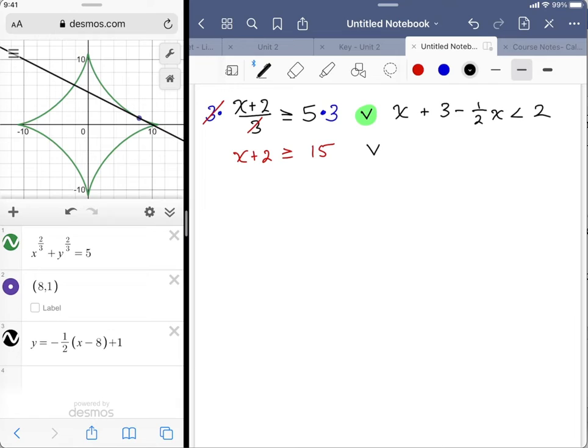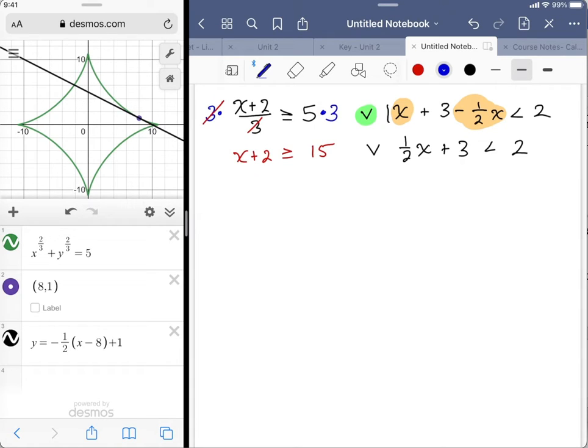Then for the second inequality, I have some like terms that I can combine. If you have multiple instances of a variable, we want to combine them. We want to get them together, because if ultimately I want to solve for that variable, I need them to be grouped together. So I would say, what is 1x minus 1/2 x? 1 minus 1/2 is 1/2. So 1/2 x plus 3 less than 2. Then I carry on as normal.